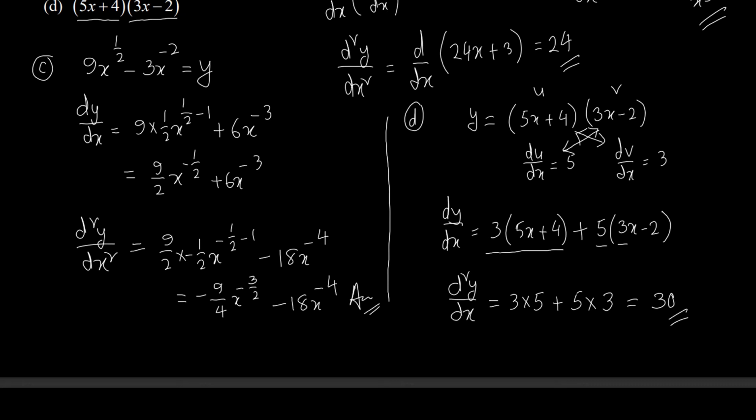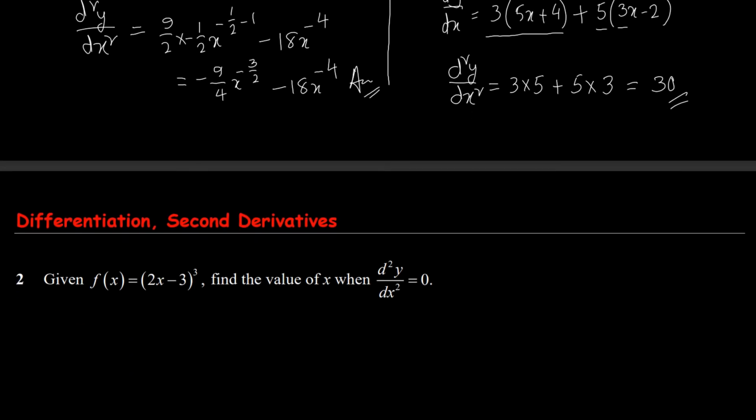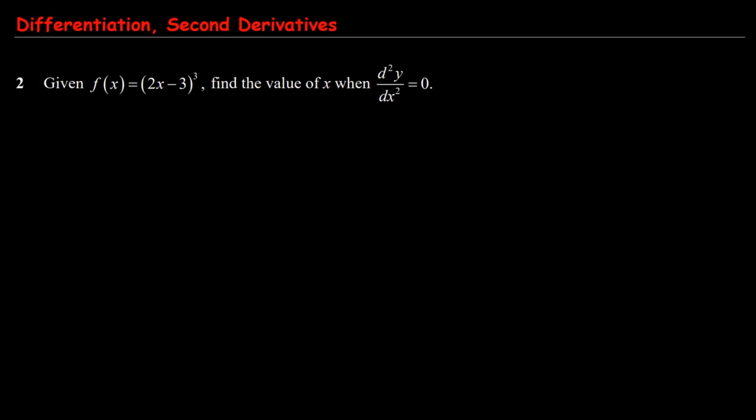So we need to write d square y by dx square. So this is the second derivative. Second time differentiation is called the second derivative, and there are a lot of uses of the second derivative, so we'll learn it in the next video. So we are going to focus only on how it works.